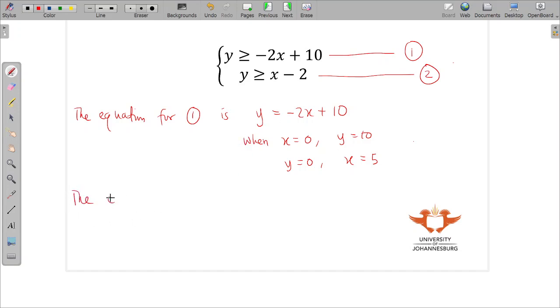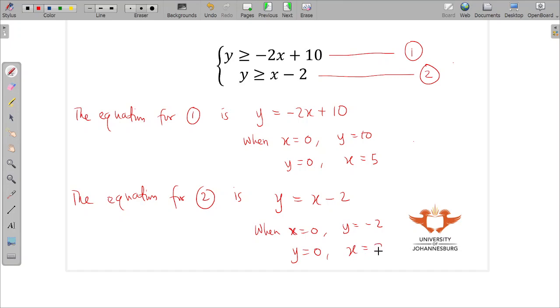The equation for inequality 2 is y equals x minus 2. Here, when x is 0, then y will be minus 2. When y is 0, then x will be 2. So we have that. Now we need to draw this. Take note that the highest value of y is 10 on the positive side, and the highest value of x is 5 on the positive side.